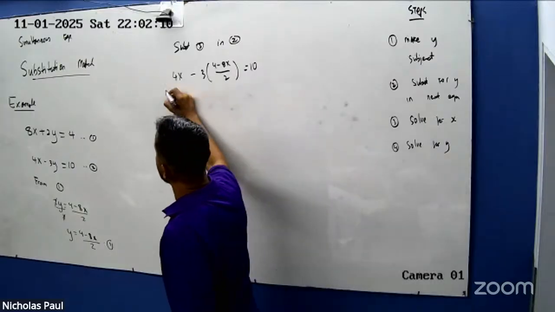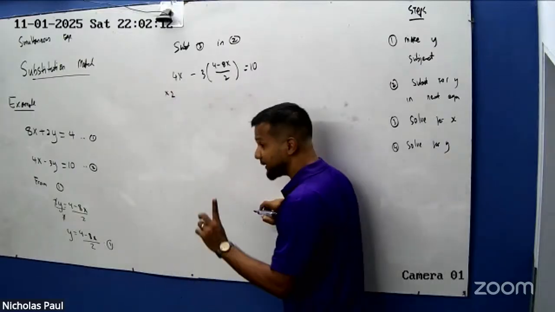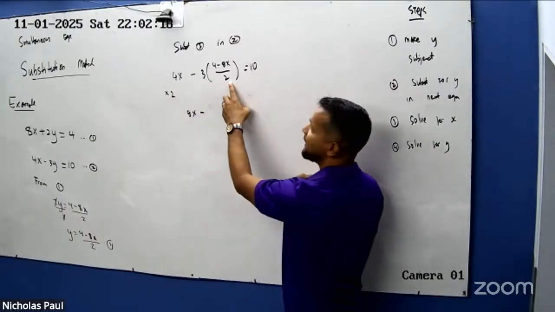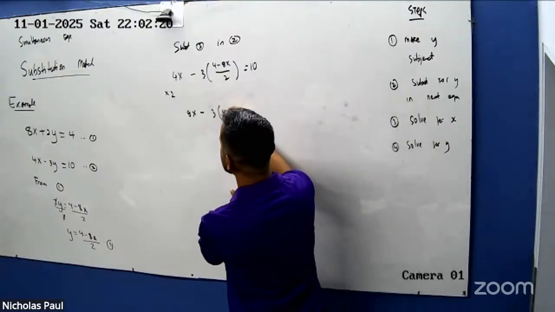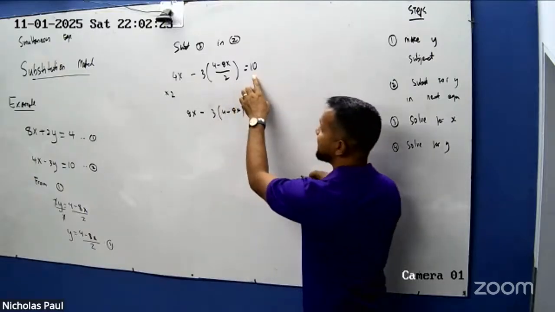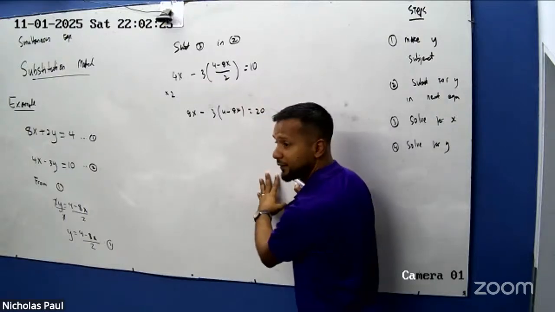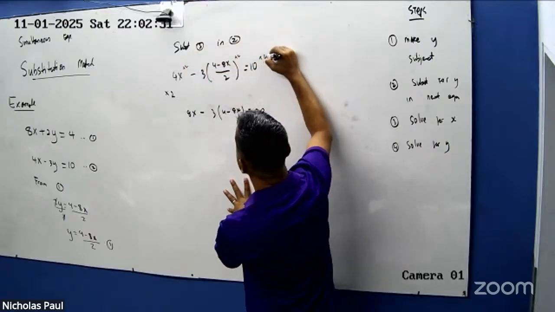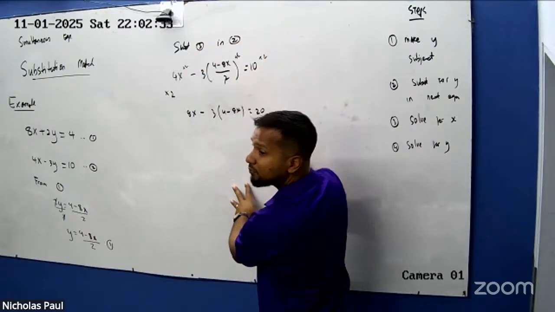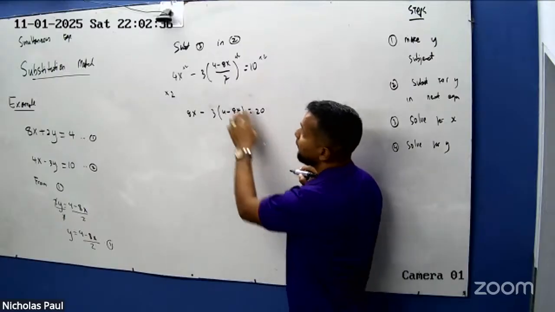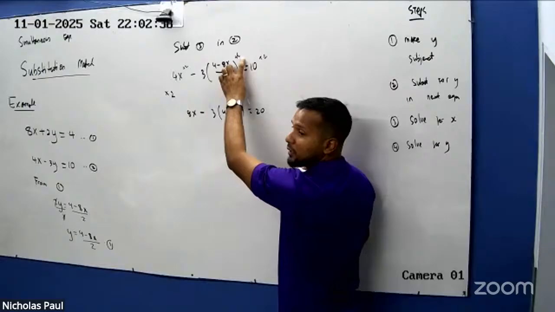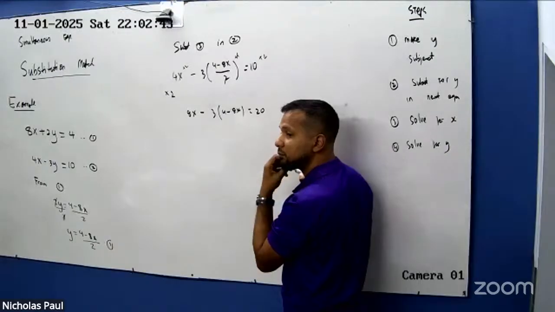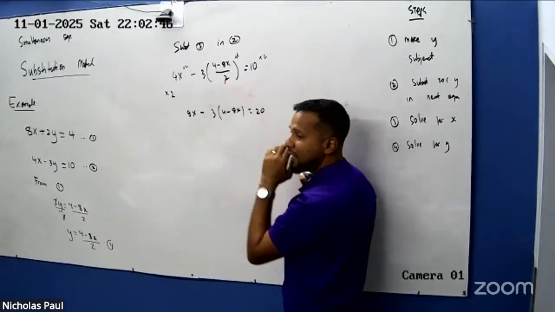No, multiply everything by 2. First, multiply this by 2, you'll get 8x. Multiply this by 2, it will cancel. Multiply this by 2, you'll get 20. Please remember, you're multiplying every single thing by 2. This will cancel here, because I multiply this whole thing by 2 and the denominators cancel. Yeah, because the 2 is all cancelled off.